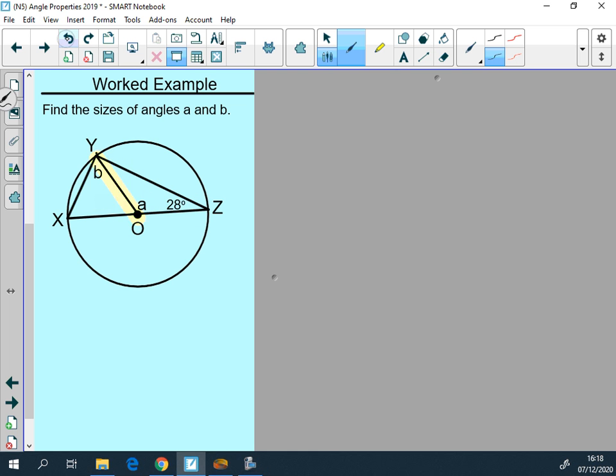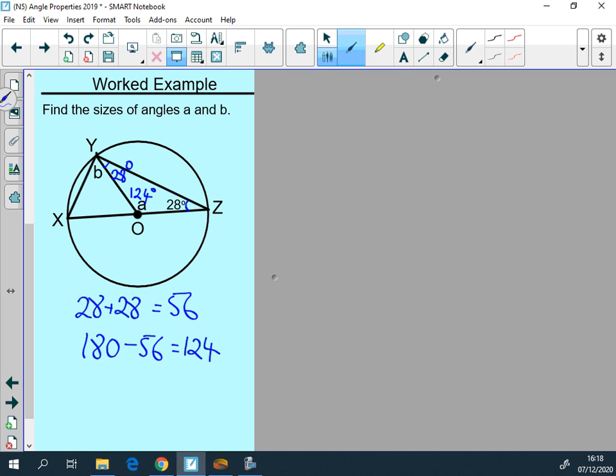So let's start to fill in a few values that we can work out. So I know that here's 28. I know that it is an isosceles triangle, so this part here must be 28 degrees also. And I will make that slightly bigger, just so you can see it. Now, to figure out A, I know that I need to add the two 28s together and take it away from 180. 28 plus 28 is going to give me 56. And if I do 180 take away 56, I'm going to get 124. So A must be 124 degrees.